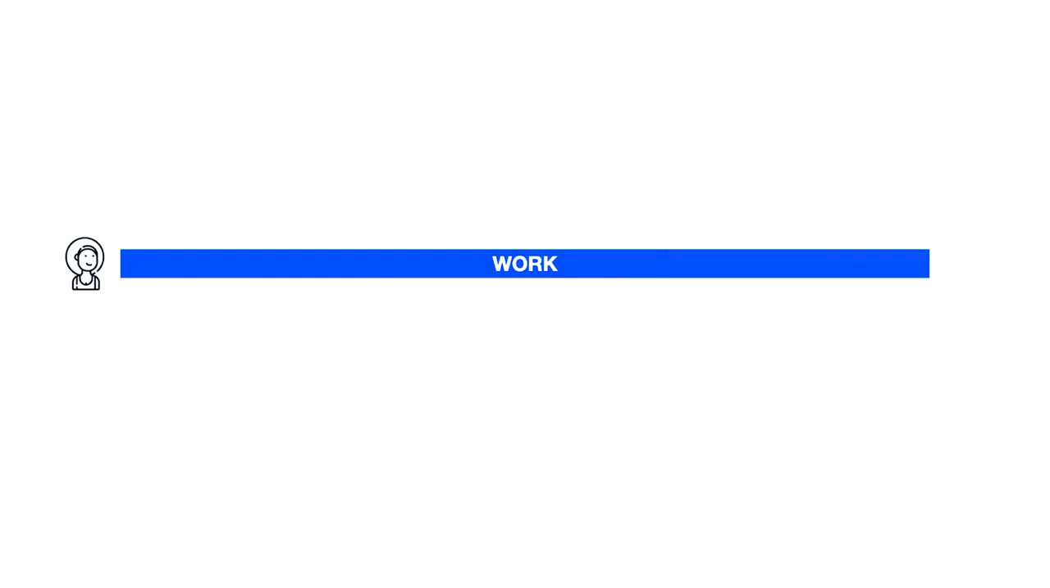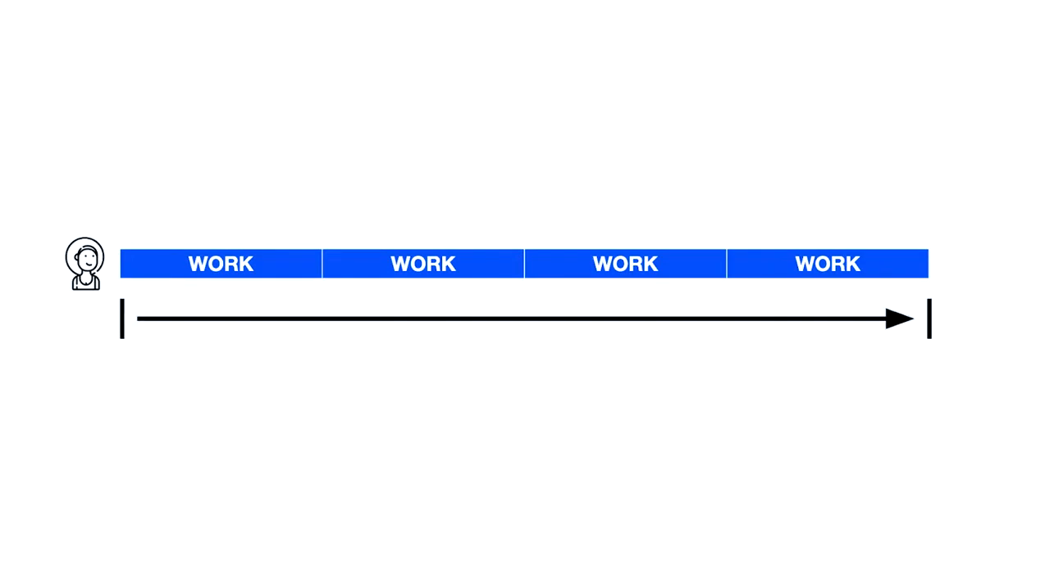The blue line is divided into 4 segments, each containing the word, work. Two vertical black lines mark the ends of the blue horizontal line. A single-headed arrow, parallel to and beneath the blue line, points from the black line on the left to the one on the right. Now, let's divide this work into 4 shards, and it will still take the worker this amount of time to accomplish the work.